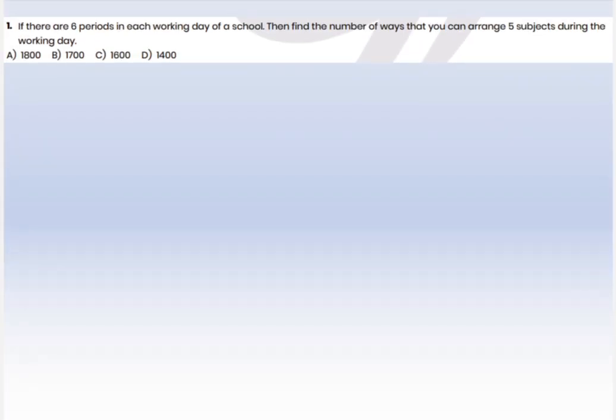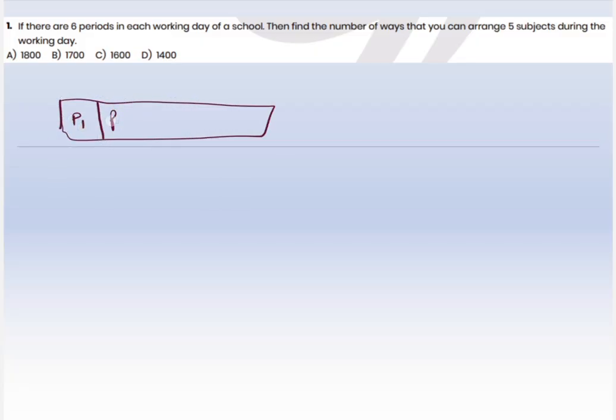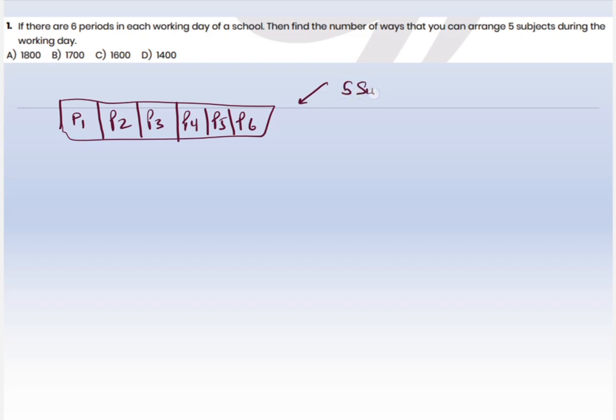So first question is, there are 6 periods in each working day of a school. Find the number of ways you can arrange 5 subjects during the working day. So basically what is given is that you are having 6 periods in a school. Period 1, period 2, period 3, period 4, period 5 and period 6. Now you have to arrange 5 subjects in these periods. So you will have subject 1, subject 2, subject 3, subject 4, subject 5.